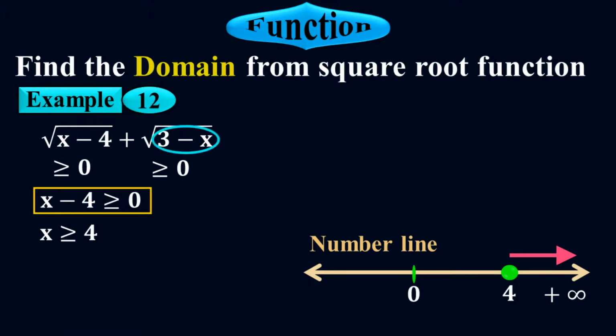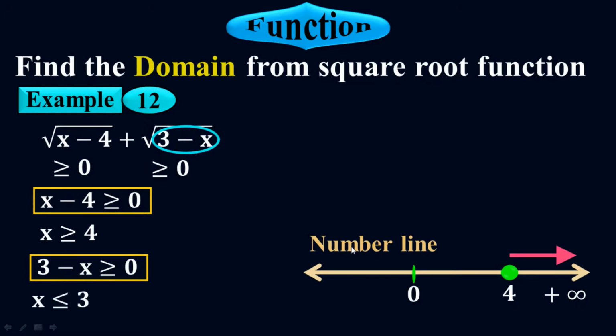Similarly, 3 minus x must be greater than or equal to 0. This expression is a bit different compared to this expression. I have x minus 4 here. Here I have 3 minus x. x has been subtracted here. Here 4 has been subtracted from x. If I have this situation, my final condition will be x equal to 3 or less than 3. If x has been subtracted from any number, the inequality sign, whether it is greater than or less than, will change the other way around.